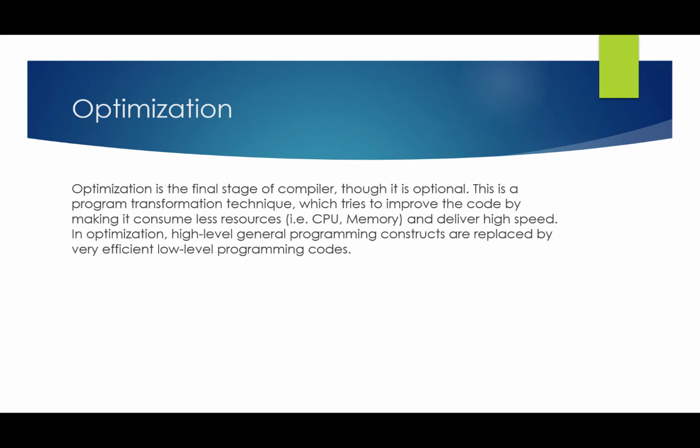This is a program transformation technique which tries to improve the code by making it consume fewer resources, like CPU and memory, and deliver high speed. In optimization, high-level general programming constructs are replaced by very efficient low-level programming code.